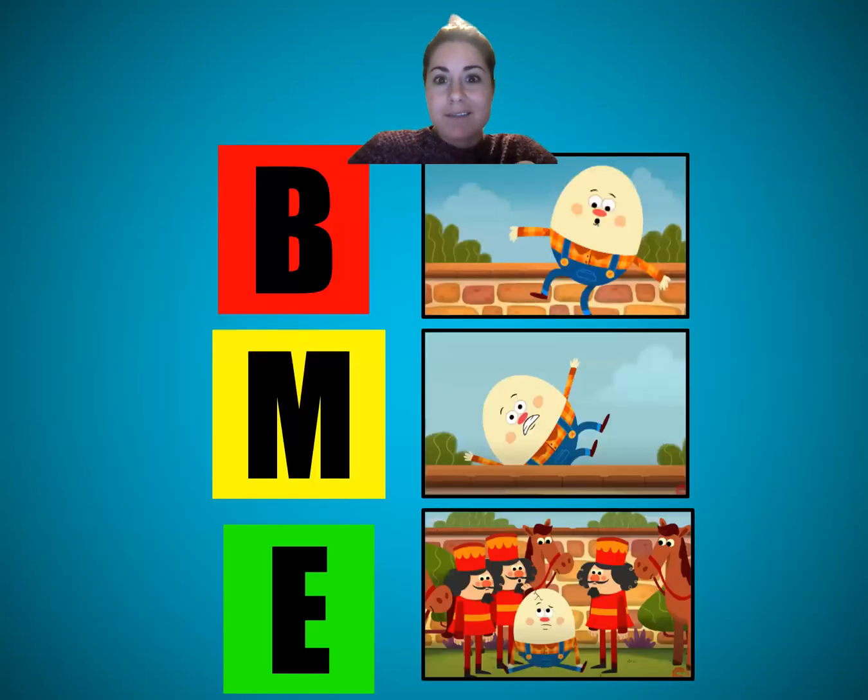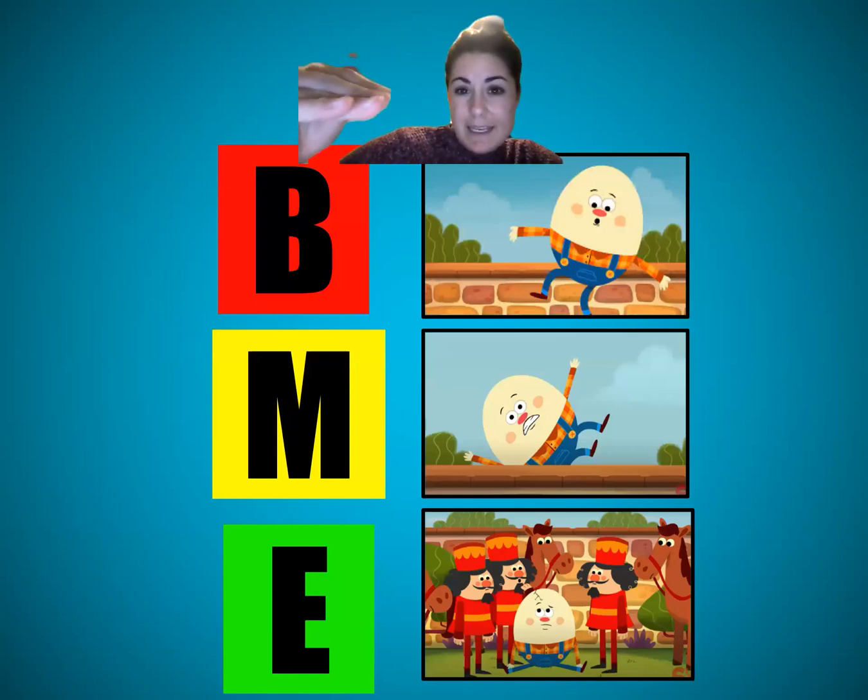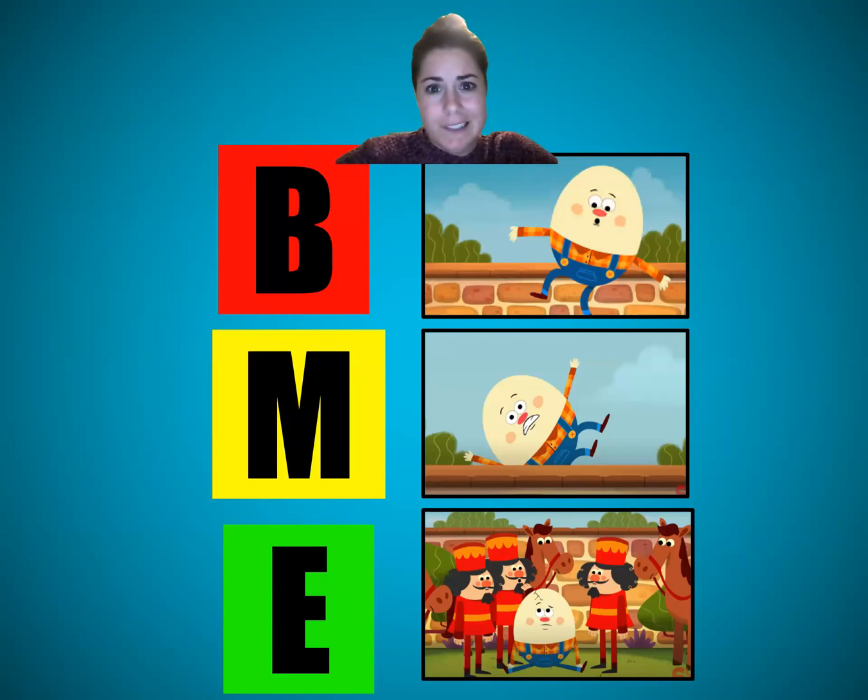He sat on a wall. Here's our BME, right? I put the pictures there. So the B, the beginning: Humpty Dumpty sat on a wall. I don't know why he's on that wall. Sounds pretty dangerous for an egg, if you ask me. Okay, he's our character. That's what he's doing.